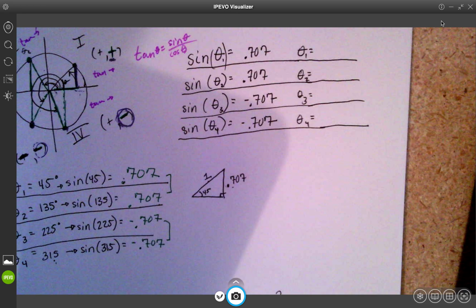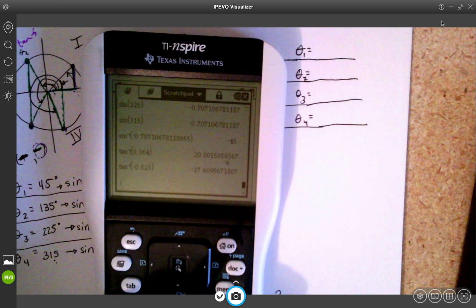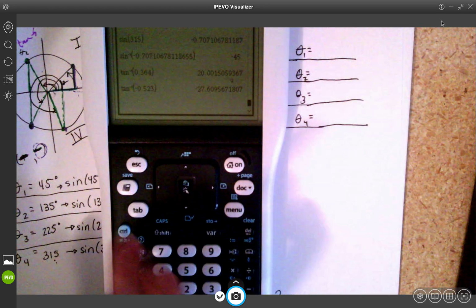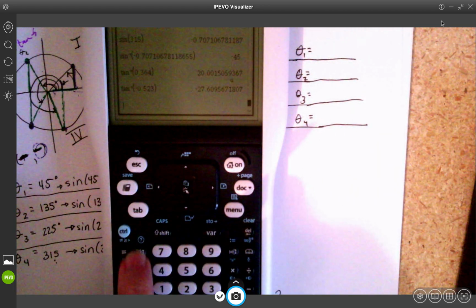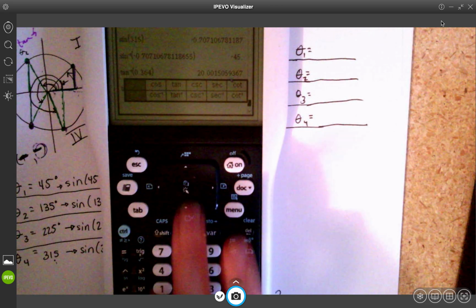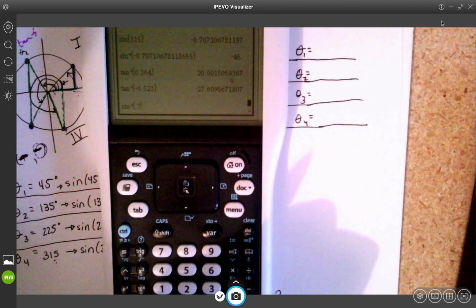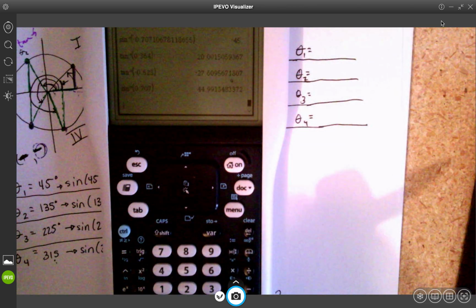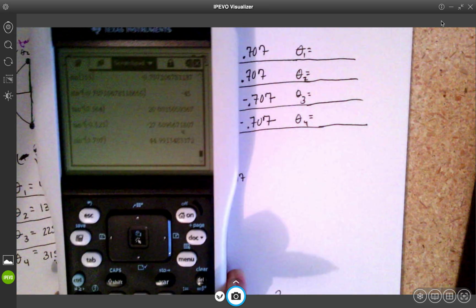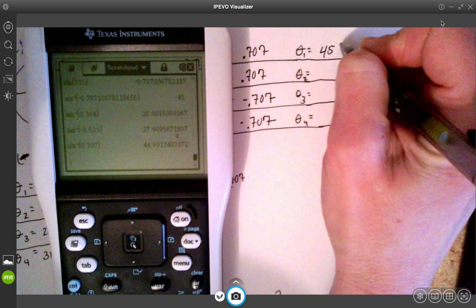So come down here to the bottom. We're going to go Control, I'm not sure if you can see it there, and I hit trig. Try again. Trig. Sine inverse of 0.707. And it's going to give us 44.99. So approximately 45. That's because of the rounding issue, right? So 45 degrees. Okay, great.